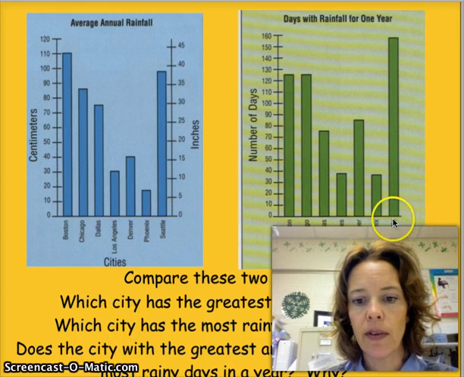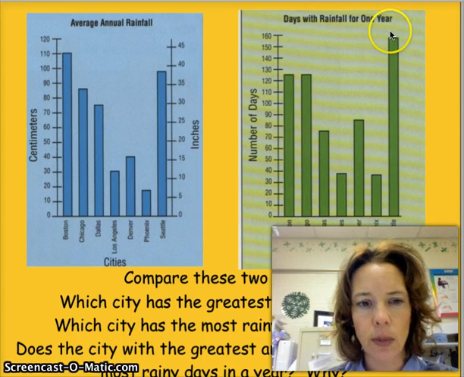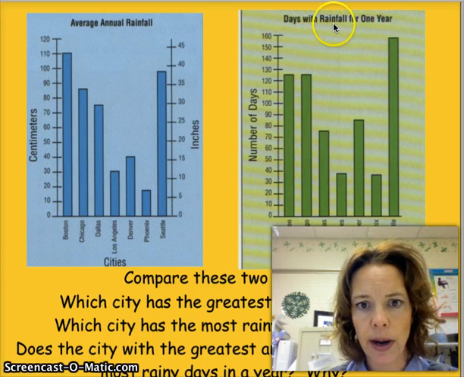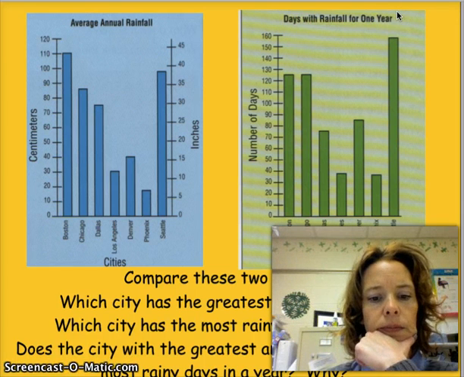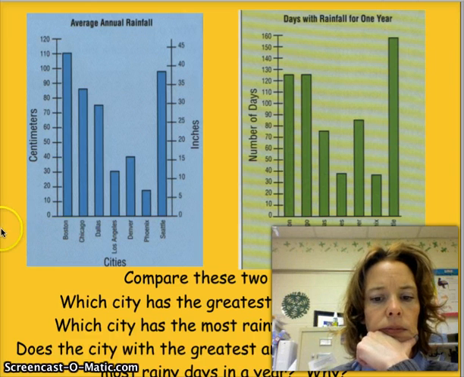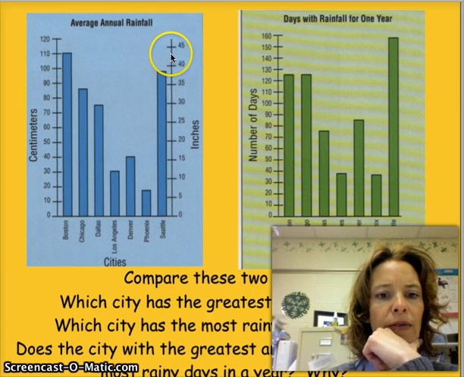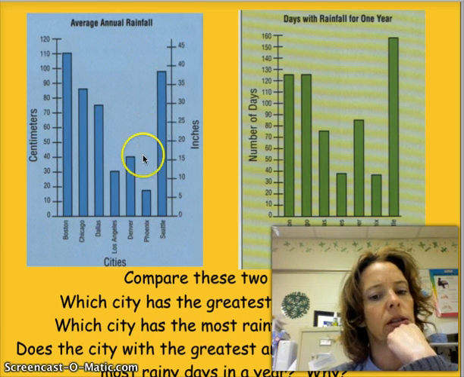Okay, so I'm looking over here. Oh, Seattle has the greatest over here. Oh, but that's days with rainfall for 1 year. The greatest annual rainfall, notice over here, is Boston at 110 centimeters, or about 43, 44 inches.